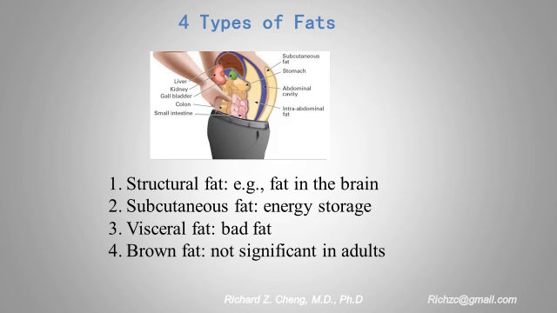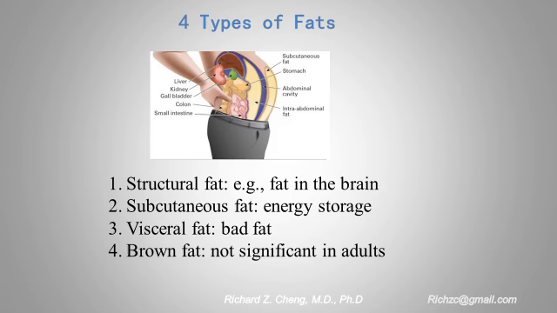Storage, that's normal. The bad part, the third type, is the visceral fat. We all know that's the fat you don't want. It's around your belly, your waist, and your thighs, and that's the part that is associated with and may cause diseases. And of course, we all have some brown fat, which is not very significant in adults, but it mostly helps to burn and create heat.